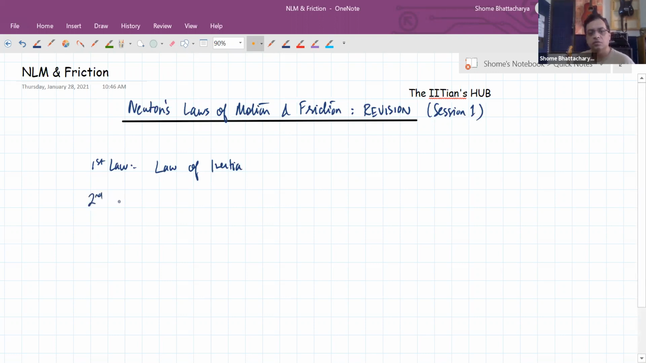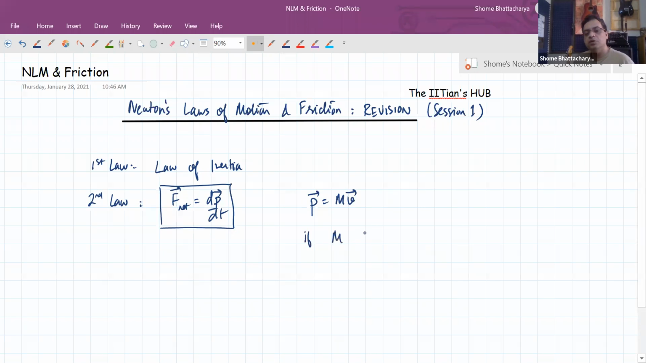The second law, which basically tells us the definition of net force acting on a body. The net force acting on a body equals the rate of change of momentum. This is the proper statement of Newton's second law. Now, since we know that the linear momentum of a body is mass into velocity, if the mass of the body is constant, which is in fact the case with a rigid body, then the rate of change of linear momentum becomes mass into rate of change of velocity, which becomes mass into acceleration.